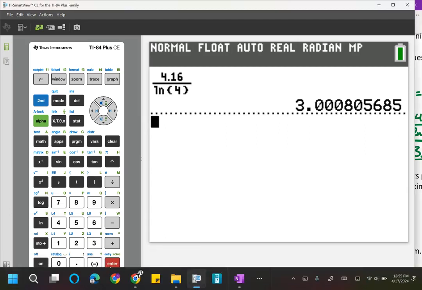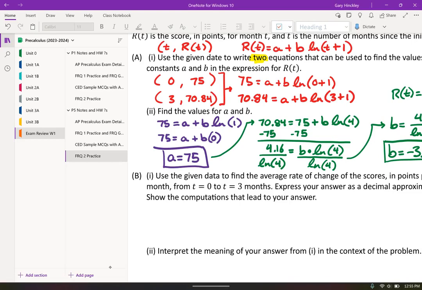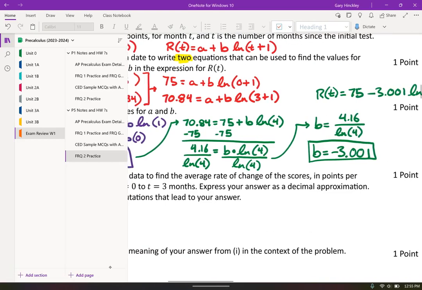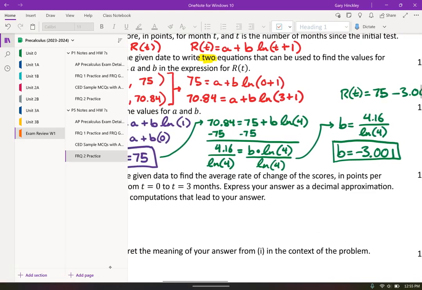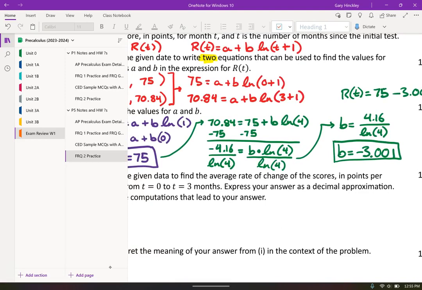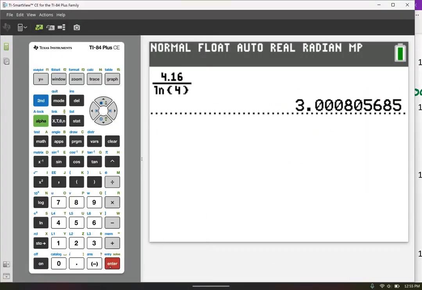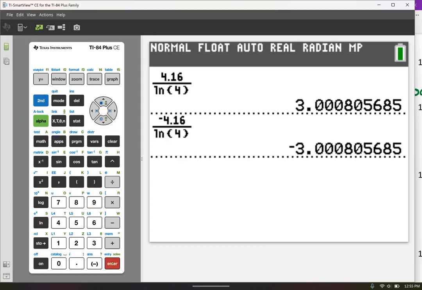What do I have wrong? Something's wrong there, because that should be negative. Oh, you're right. Negative there and over here. Good job for catching that. All right, so let me do that again. So negative 4.16 divided by natural log of 4. Now it's negative, okay?